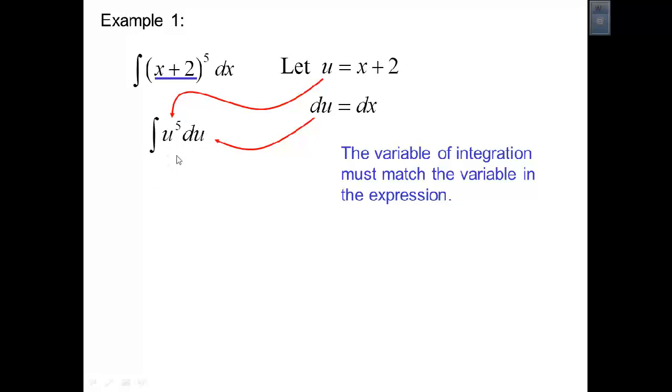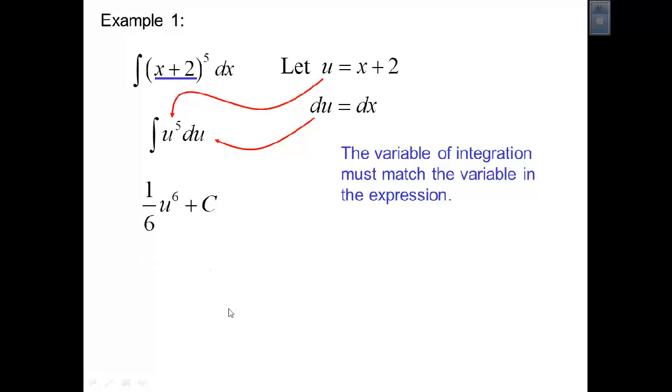And of course, now you've got this a lot simpler. It's just a reverse use of the power rule. So we're going to increase that power by 1 and divide by that same number. So we end up with 1/6 u to the 6th plus c. Now, the variable of integration must match the variable in the expression. That's what we have here. And once you get to this point, you can go back and plug what u was back into your expression.